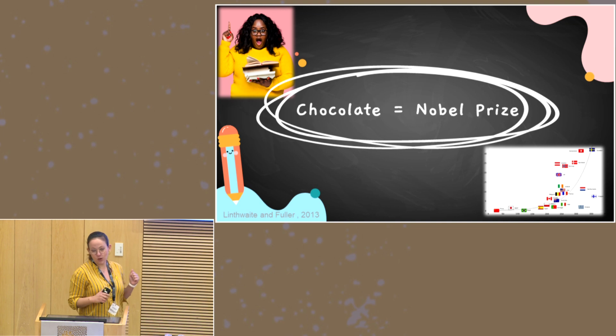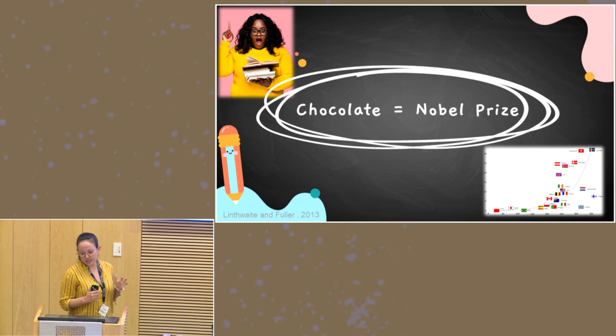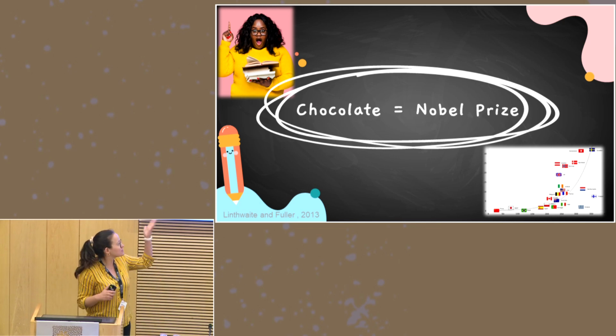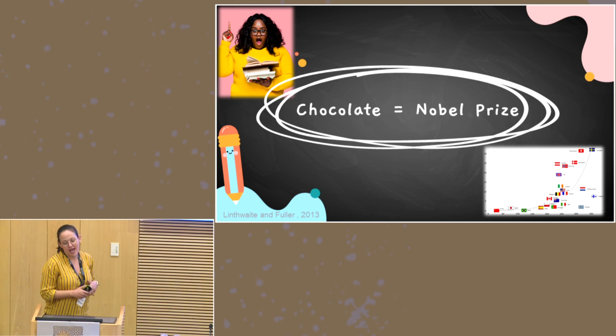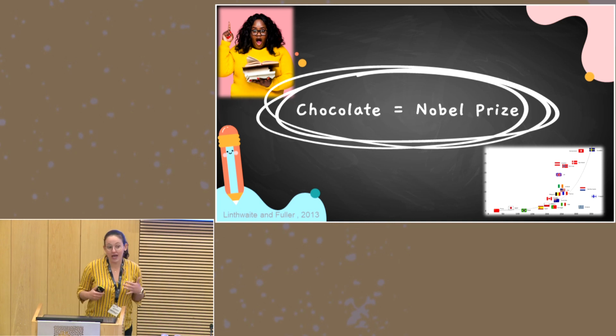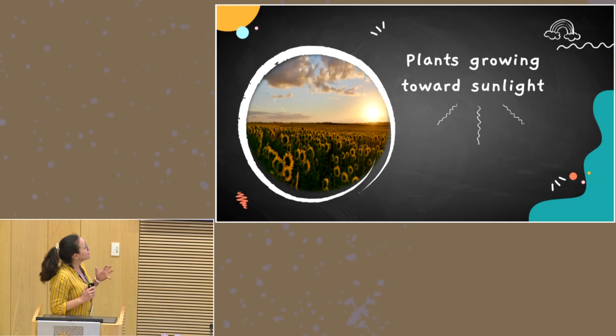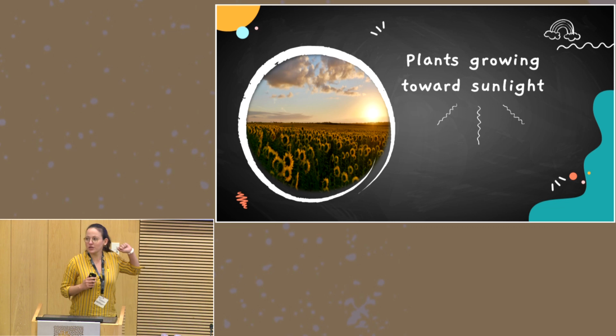And for that reason, we believe that it is necessary to teach young children the differences between correlations, such as eating a lot of chocolate may lead you to win a Nobel Prize, and the mechanism, the actual causes of different phenomena in the world. For instance, I believe you all recognize this very nice phenomenon, that a sunflower faces the sun.